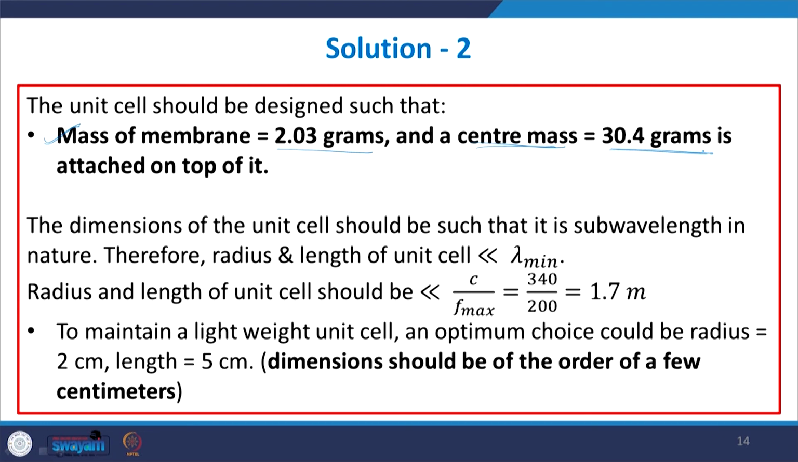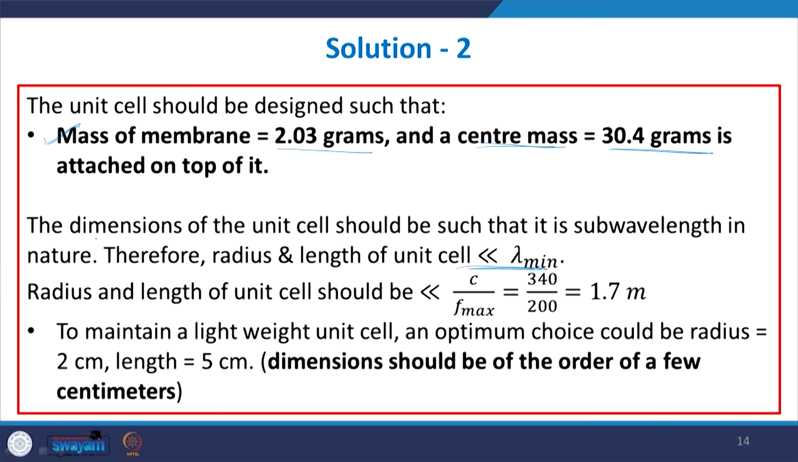Some other things to explore are the dimensions. So, here this is the value of the mass. Now, what should be the dimensions of the unit cell? There are innumerable options to make the dimensions of the unit cell. The only thing is that the dimension should be sub-wavelength in nature. So, whatever is our frequency range we are dealing with, so the minimum wavelength that we are dealing with, the dimension should be much smaller in magnitude than the minimum wavelength that it targets.